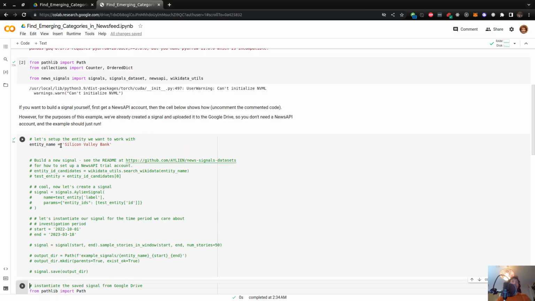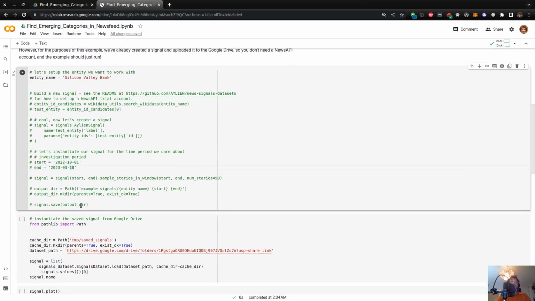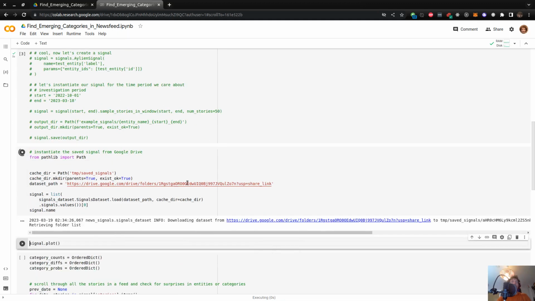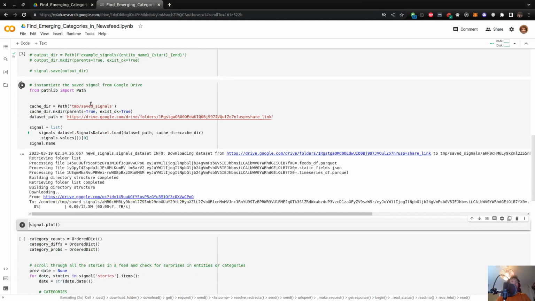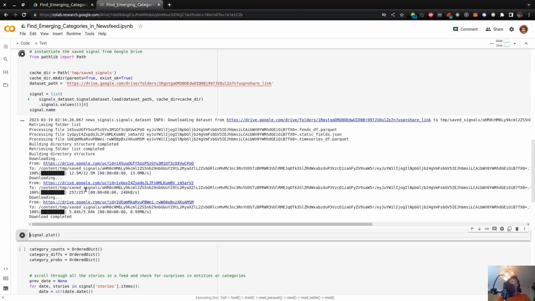So we're working with the entity Silicon Valley Bank, and I commented out this code in the Colab notebook because this is the code that I used to build the signal. I instantiated it from October 1st, 2022 until March 18th, 2023. And then I saved it, and then I uploaded it to Google Drive. But you can just download it from here. You're good to go. You don't need any News API credentials or anything.